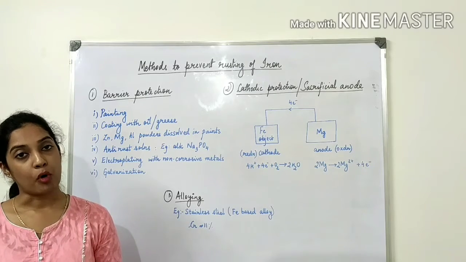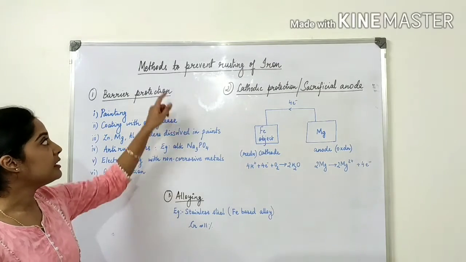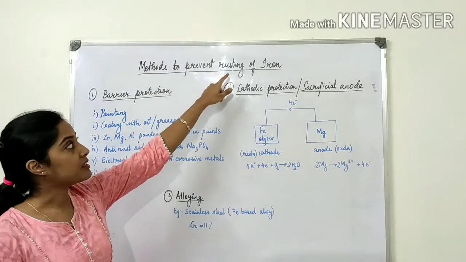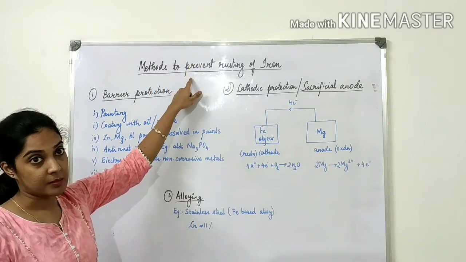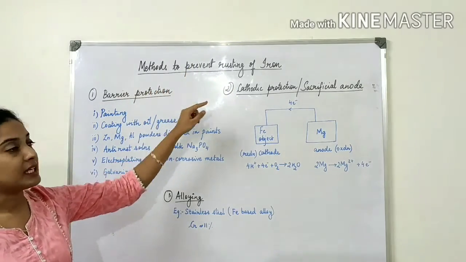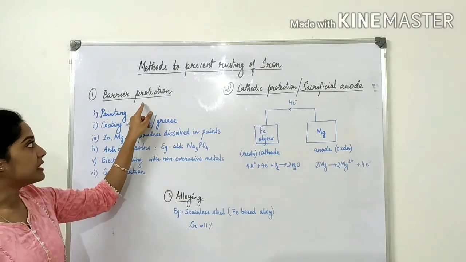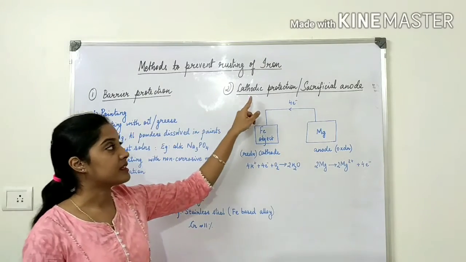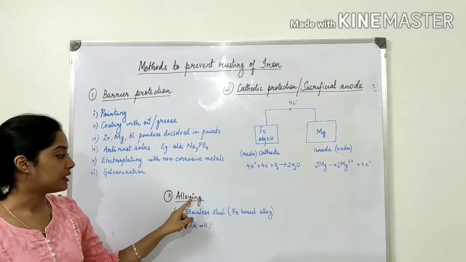Therefore, it is important for us to understand the methods by which rusting of iron can be prevented. There are three main methods. The first one is barrier protection, second is cathodic protection, and third is alloying.